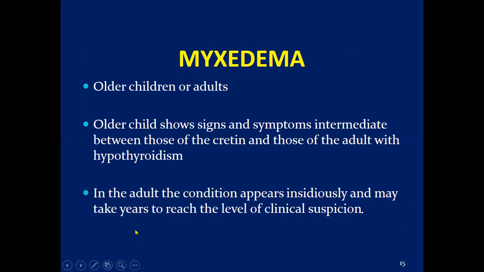In the adult, the condition appears insidiously and may take years to reach the level of clinical suspicion. It means clinical suspicion will be present when the signs and symptoms are present, but the patient is definitely passing through hypothyroidism. His biochemical levels will be abnormal, but clinically they are not so apparent. That is called subclinical hypothyroidism.